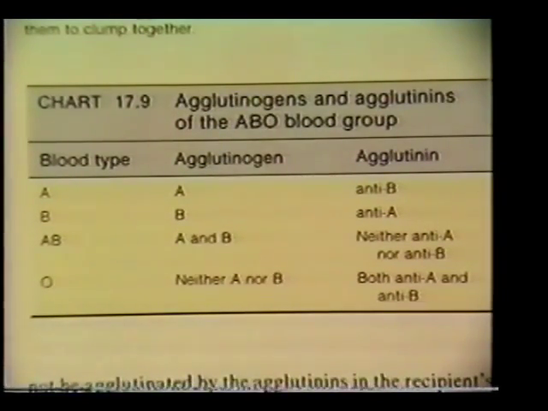In review, looking at the chart, you will see blood type A, and it has only antigen A and its antibody is anti-B. If you look at type B blood, you'll see that it has antigen B, and it has anti-A antibody. Blood type AB has both antigen A and antigen B, and it has neither anti-A nor anti-B antibodies. And finally, type O has neither antigen A nor antigen B, but it contains both anti-A and anti-B antibodies in its plasma.